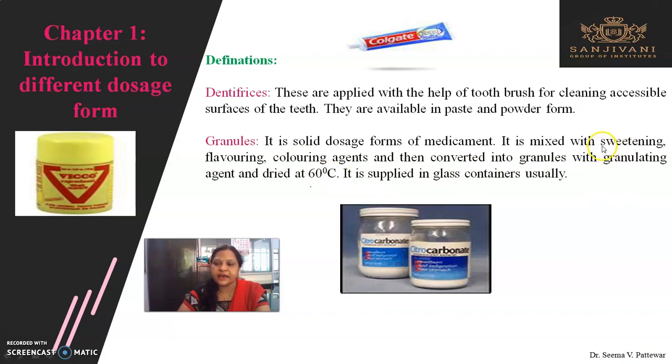If the drug is having bad taste or color, you should use such type of additives: sweetening agent, flavoring agent and coloring agent. They are converted into the granules with the help of a granulating agent. Example is the starch paste, and then dried at 60 degree Celsius.